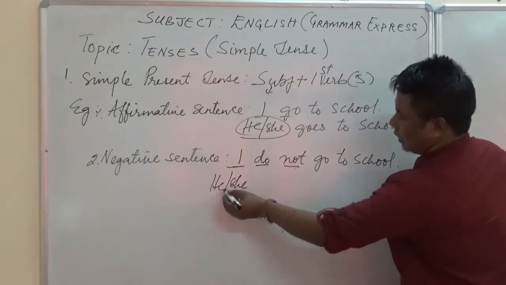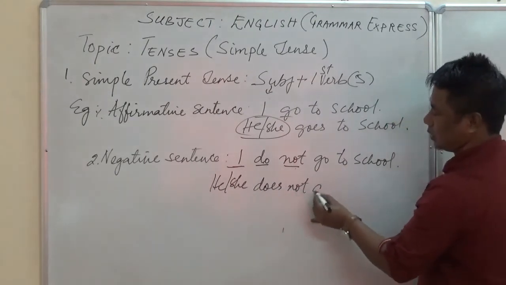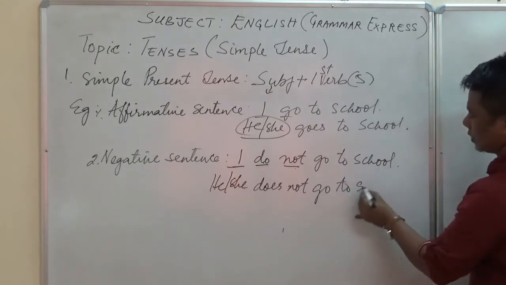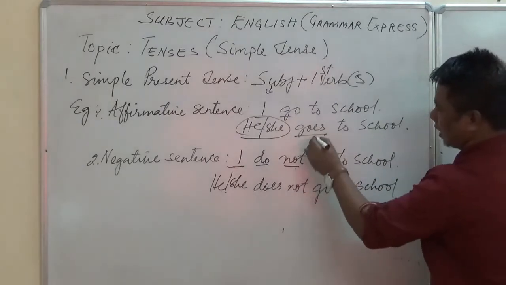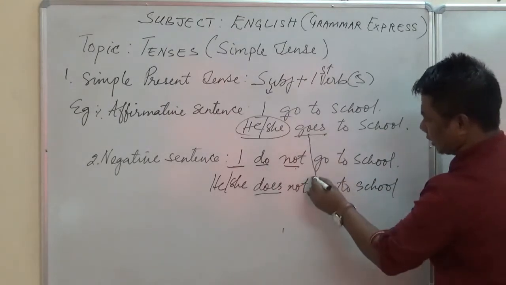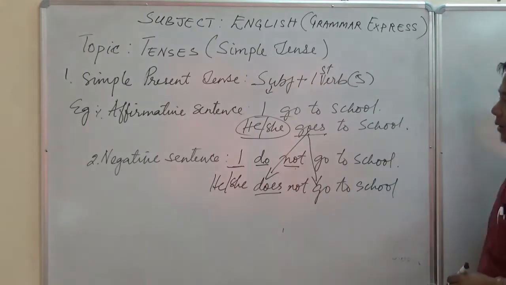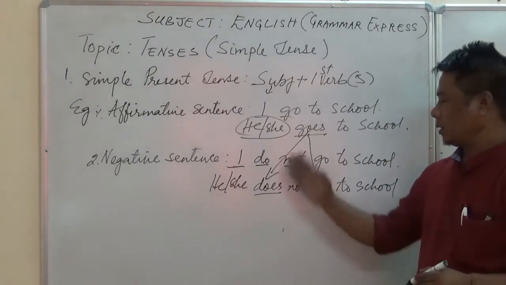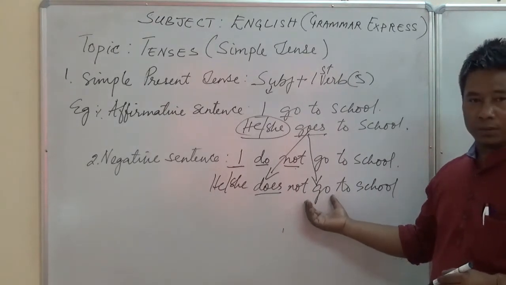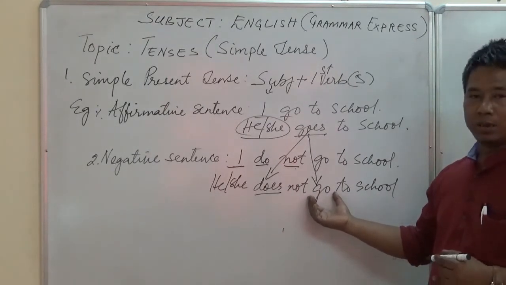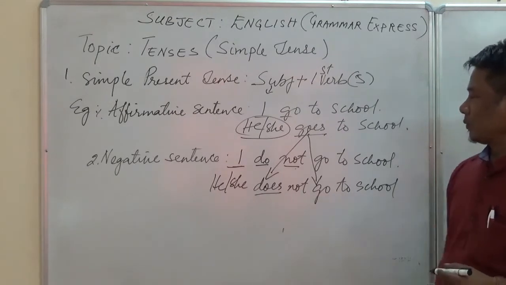He or she does not go to school. Here I have goes for the verb, but with does, go stays without es. Since does is used here, it already qualifies the subject. So here it is not necessary to put the es.